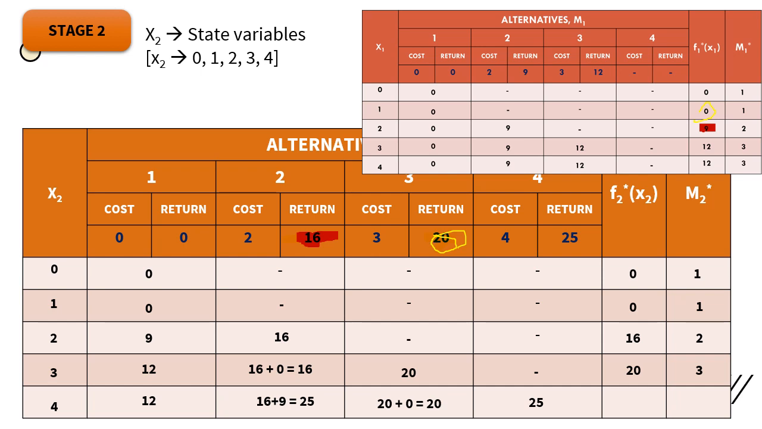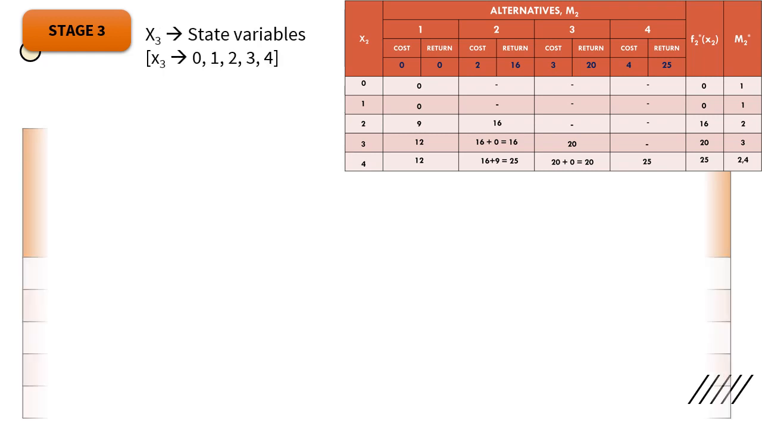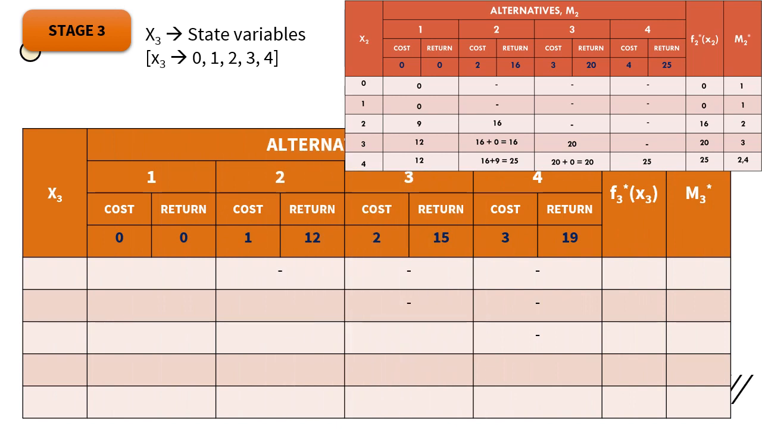So here I have 2 alternatives, either 2 or 4. So 25 is at 2 locations, 2 and 4. So let me locate both. Next is stage 3. Again, my state variables were 0, 1, 2, 3, 4. My previous table is mentioned here, and plant 1 table is mentioned here. So let us indicate accordingly.